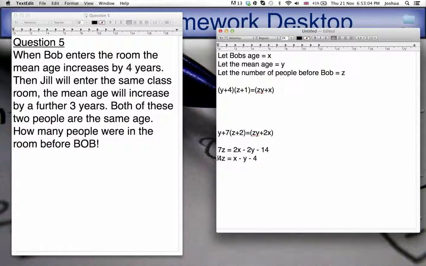Let's multiply this entire equation by 2. 8z, 2x 2y minus 8. Now let us take this equation minus this equation. So that's first going to give us z is equal to 2x minus 2x, nothing. Minus 2y minus 2y, that's, yeah. Minus 8 minus 14.